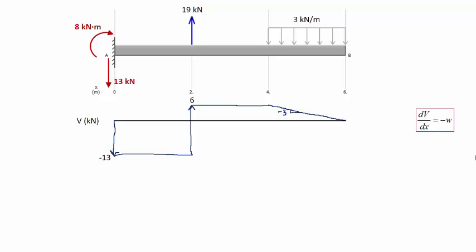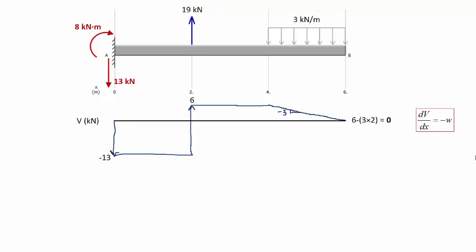Now, how do we know it goes back to 0? Well, the shear force at 6 meters should be the 6 that we started at 4 meters minus the area under the distributed load. So therefore, it would be 6 minus 3 times 2, equal to 0. So we have closed the diagram to 0, and it's just a confirmation that our system is in equilibrium.